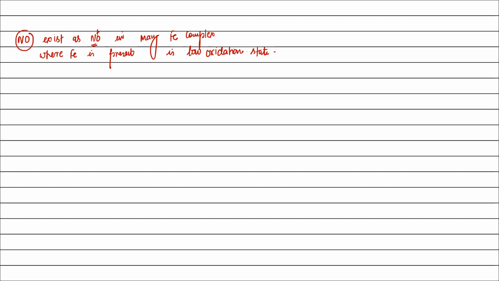Because if any metal has more electron density but also high oxidation state, then electrons of such a metal will be tightly held because of more nuclear force. Therefore, although the metal has more electron density, due to high nuclear force, it will not be able to donate to the electron deficient surroundings. That means NO plus.